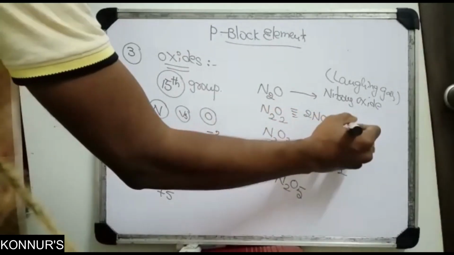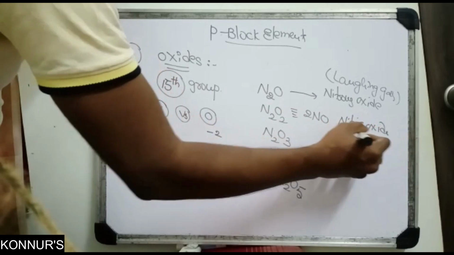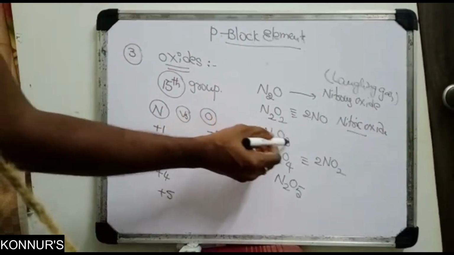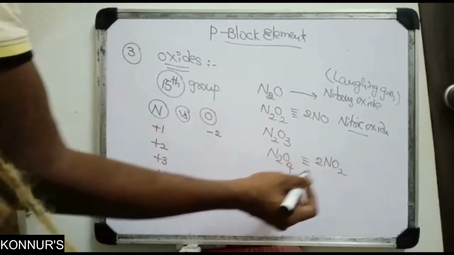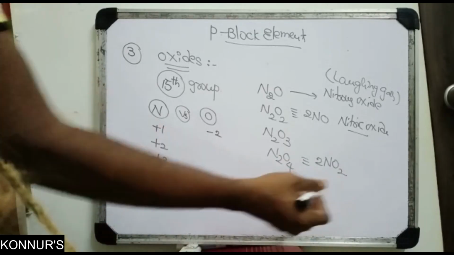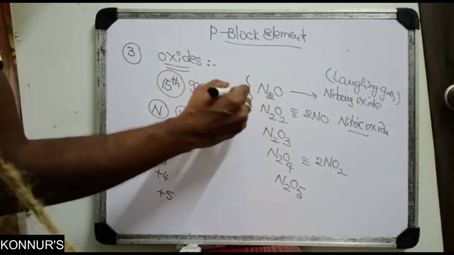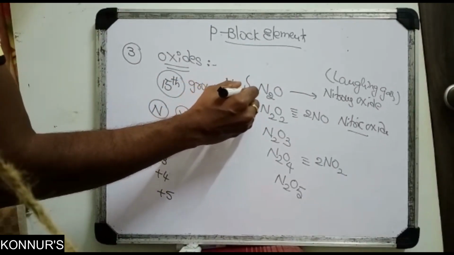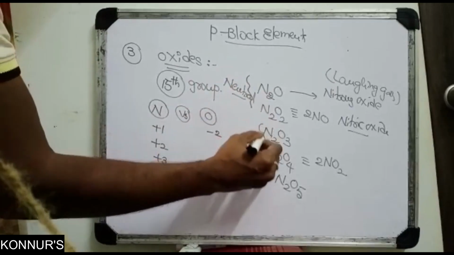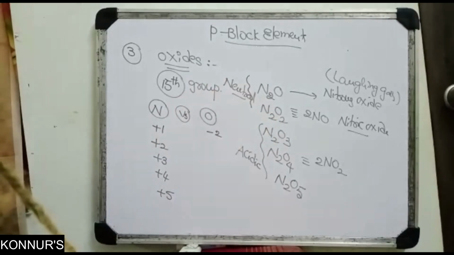Next, this is nitric oxide. Then dinitrogen trioxide, nitrogen dioxide, dinitrogen tetroxide, dinitrogen pentoxide. In these, the first two are neutral oxides and these three are acidic oxides.